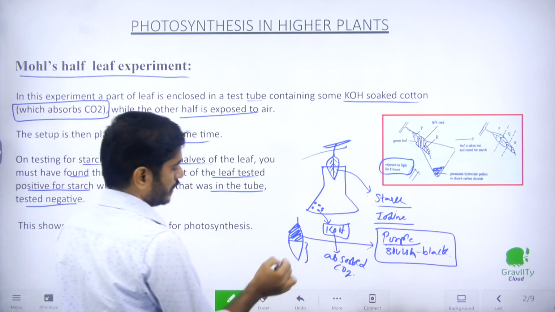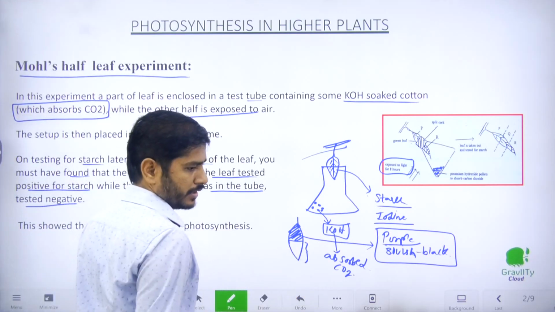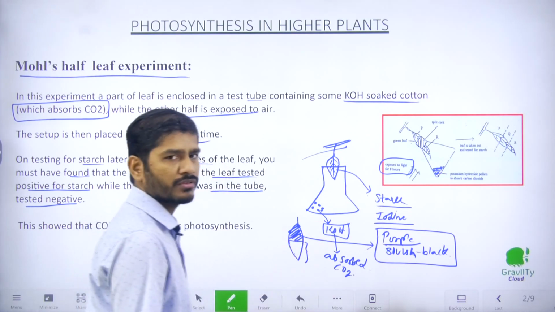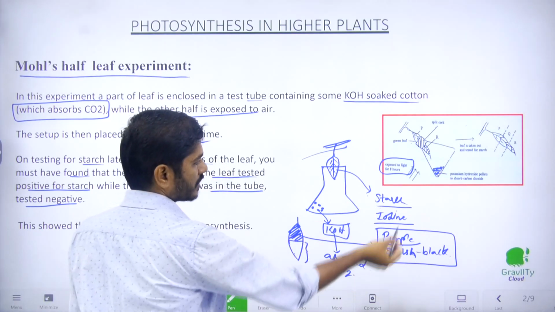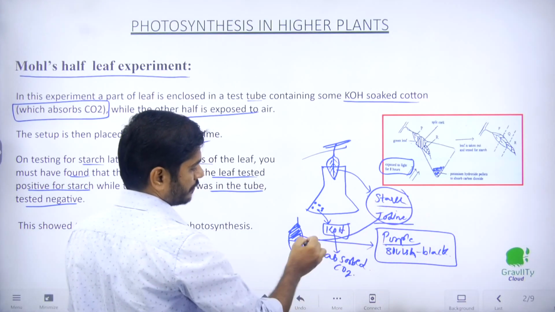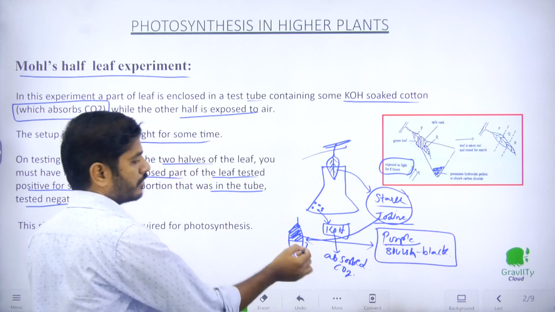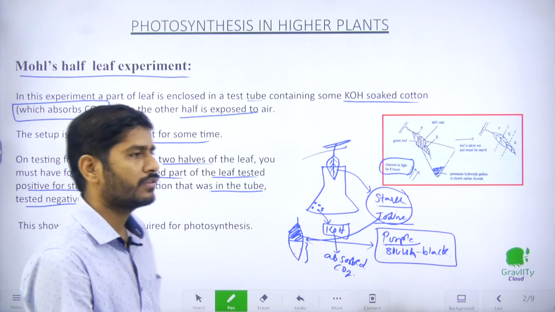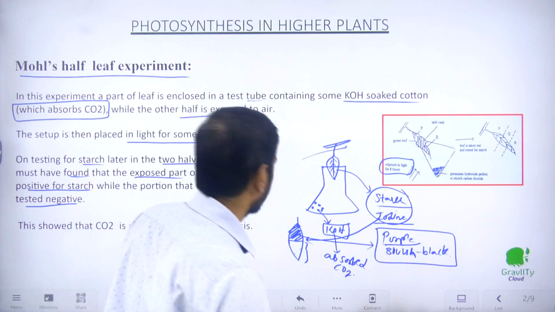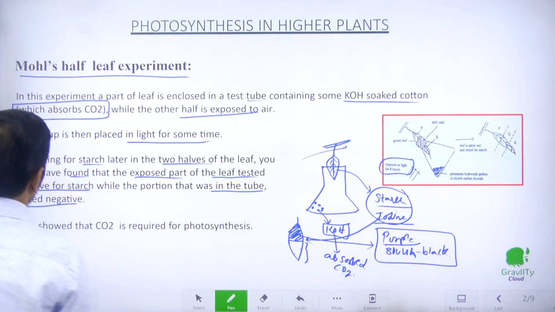That's what I have told you. Negative in the sense that nothing is produced. Why? Because we applied iodine onto this leaf, and half of it turned into that color and the remaining half did not turn into another color. So this is what happened.